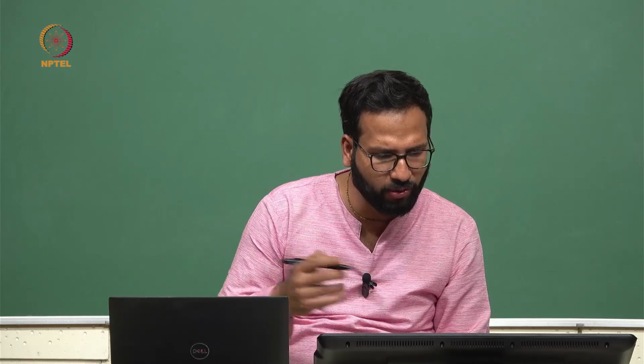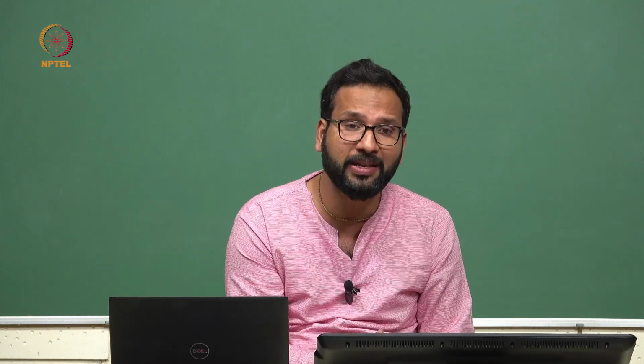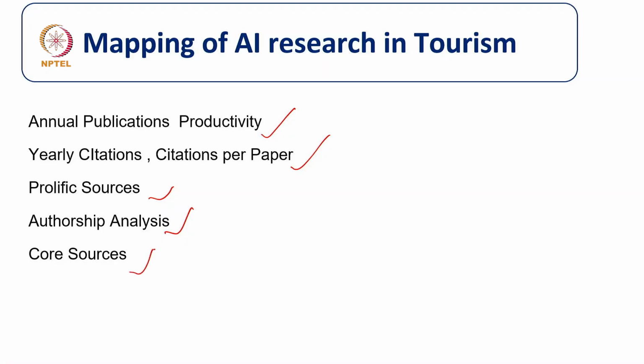In the first case study, we are aiming to map the research on application of AI in tourism. Our objective for this case study is to look at the annual publication productivity, then yearly citations, then prolific sources, meaning which sources have published more on this particular area. Then we will do the authorship analysis and finally we will see the core sources in this area.